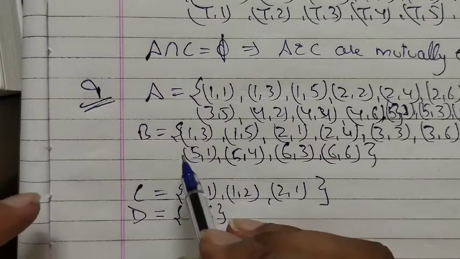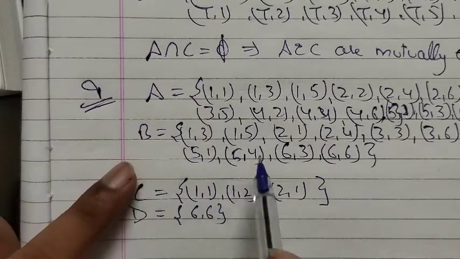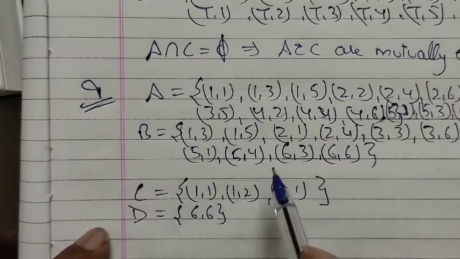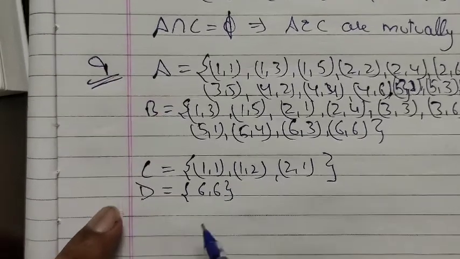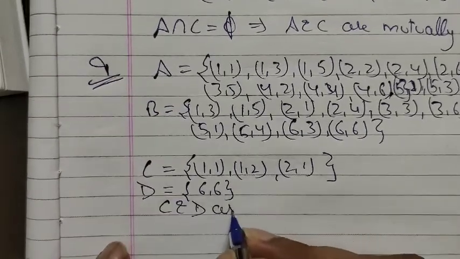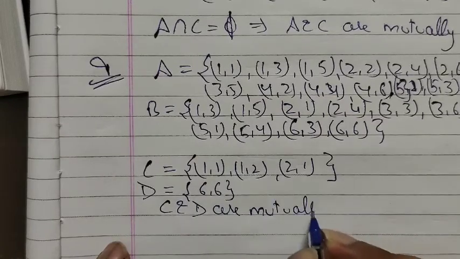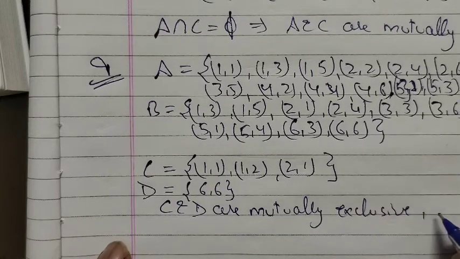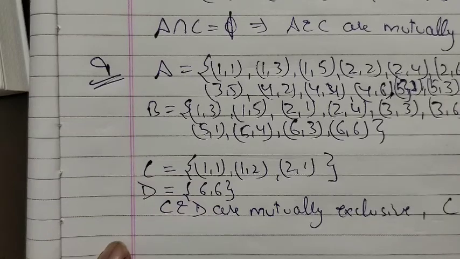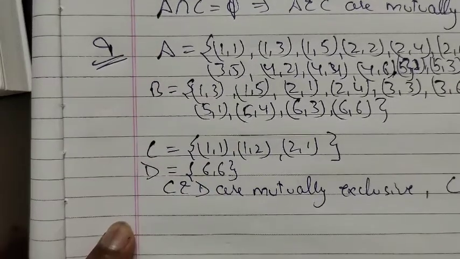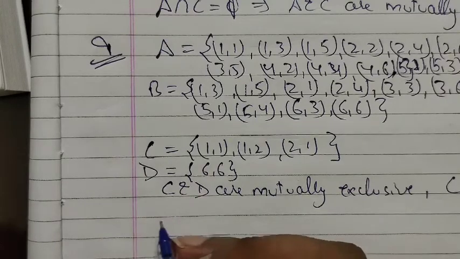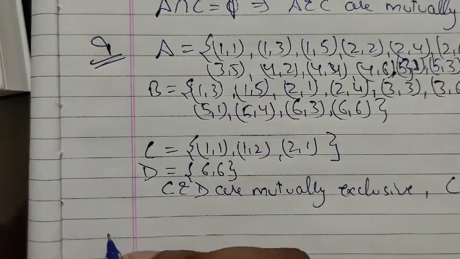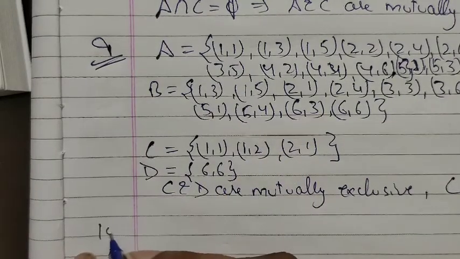Okay, let's go with B with C. Do we have 1 comma 1 here? No. 2 comma 1 we have, so it's not possible with this also. B and D is not possible. C and D are mutually exclusive, because C intersection D is phi. This is our answer. For the rest, if we take any pair we have something in common, so that's not possible.